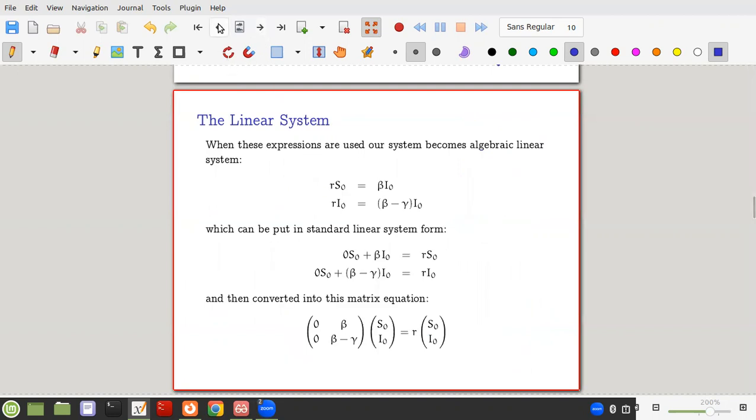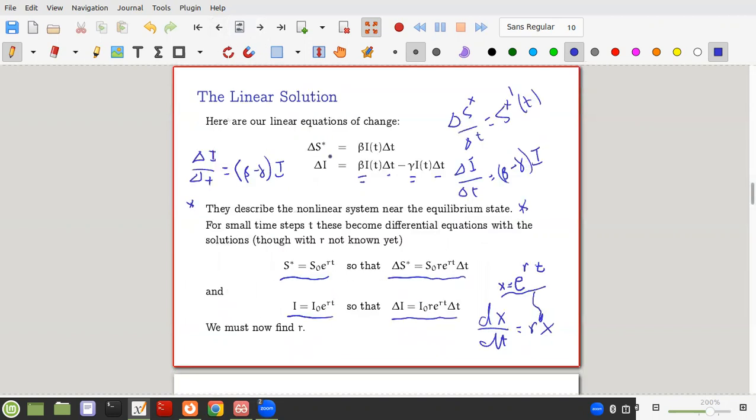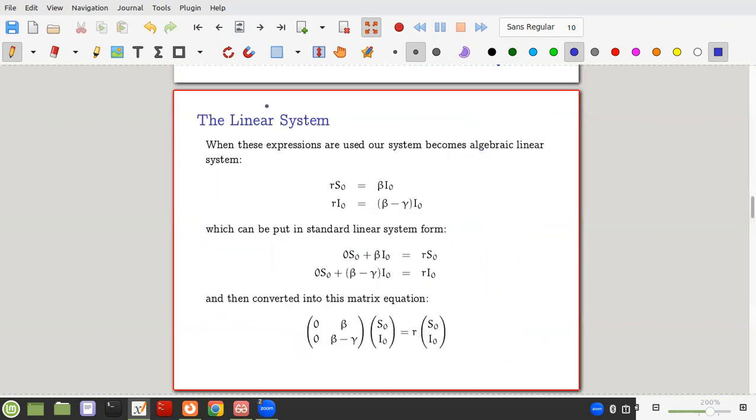Okay, so when I put these in this equation, the e to the RT will be over here, and the e to the RT will be over here. So those will cancel out, and I'll be left with these equations. So finally, after all this, we actually have a linear system. It's not quite in standard form, but we can put it in our standard form, right?